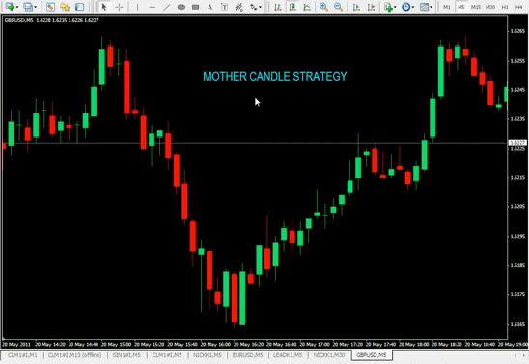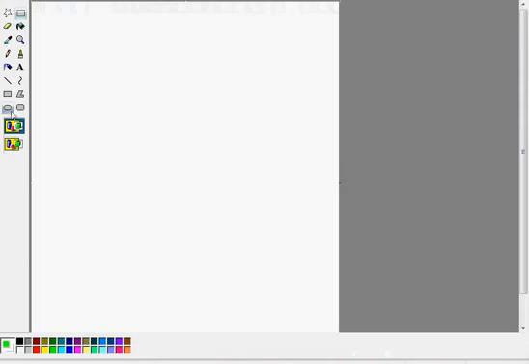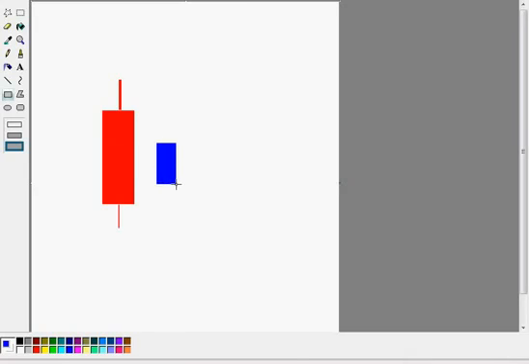You may be thinking, what is mother candle? So let me explain to you mother candle. Suppose there is a very good big candle. I don't mind whether it is a bullish candle or a bearish candle. That does not make any difference. This can be bullish or bearish as well. Right now it is a bearish candle. Now the next candle is a slightly bullish candle.